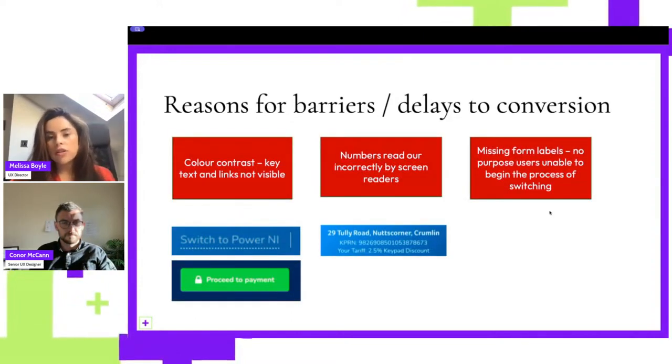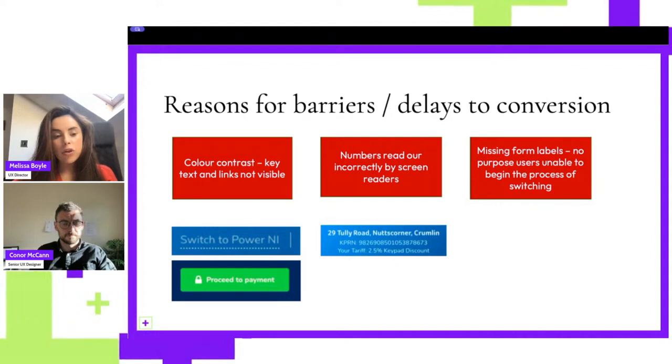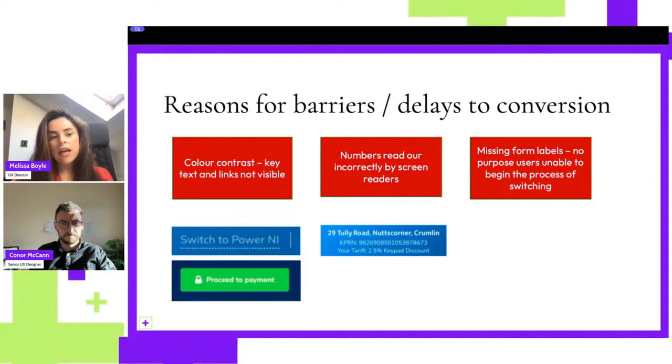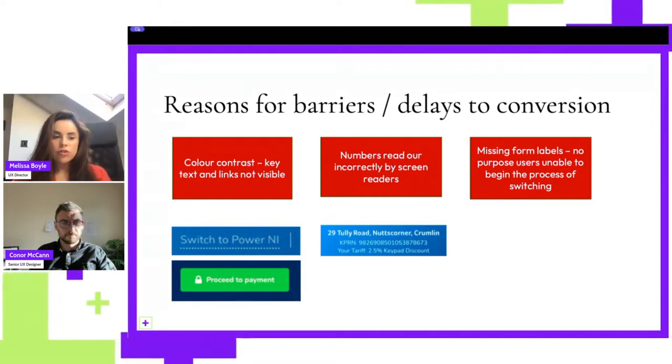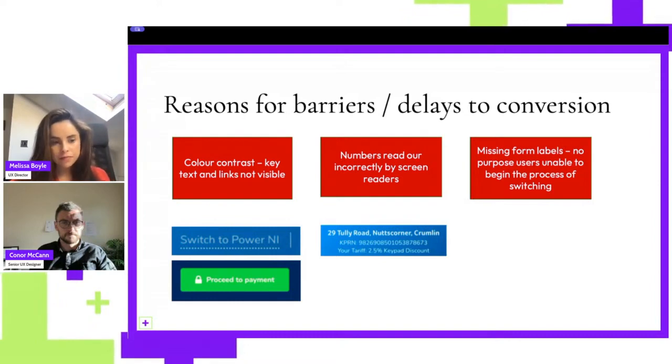So there was lots and lots of learnings that we came away with. Some of the big reasons for barriers or delays to conversion, particularly with those who had visual impairments, was color contrast. Throughout the website, and in particular in this case, one of the key actions for users to switch to Power NI as their electricity supplier was just not visible to those who had visual impairments. So quite obviously our recommendation was to make that color contrast better.